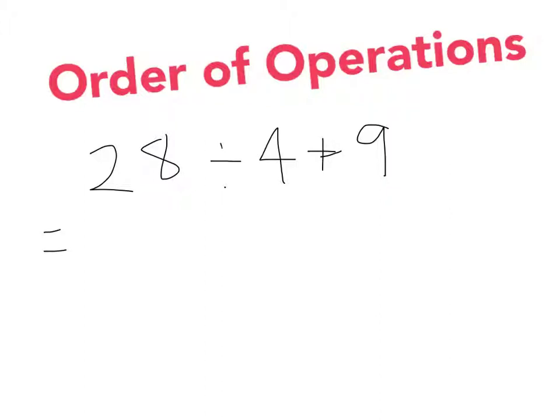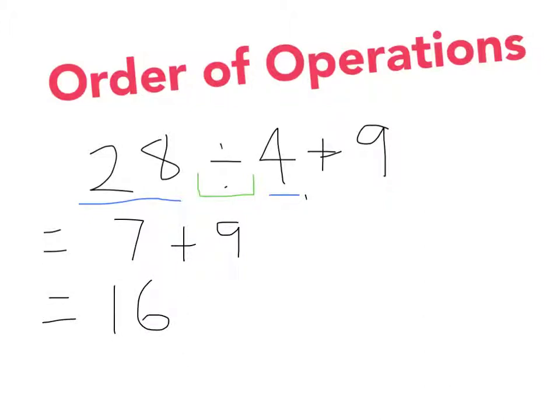I've got my division sign here. I look to see what's on the left of it, 28. I look to see what's on the right of it, 4. They're both positive numbers. So a positive divided by a positive is still a positive number. So 28 divided by 4, that would be 7 plus 9, because that's what I have remaining. 7 plus 9, 16. Okay? Very straightforward, guys.